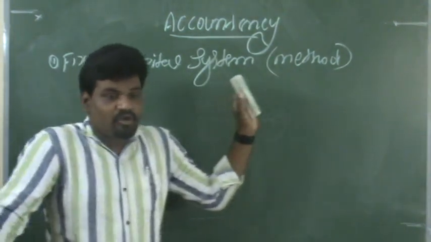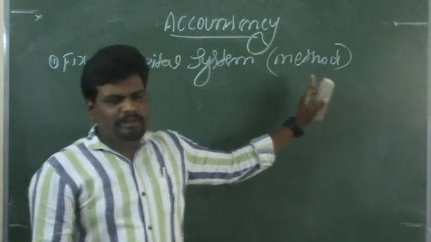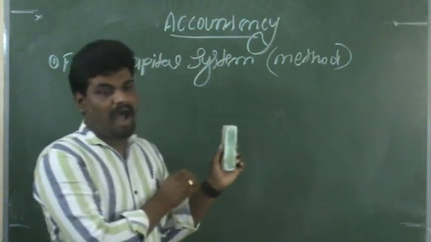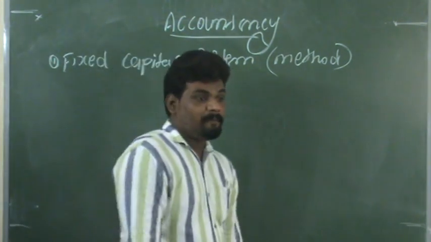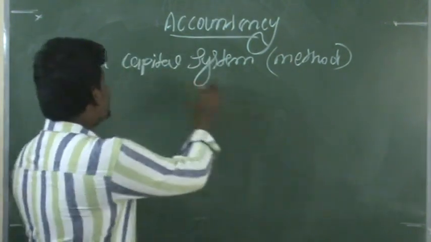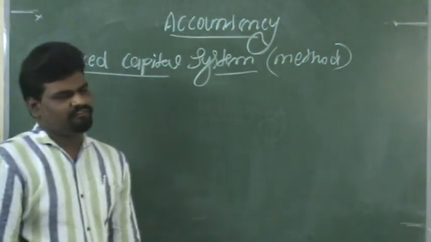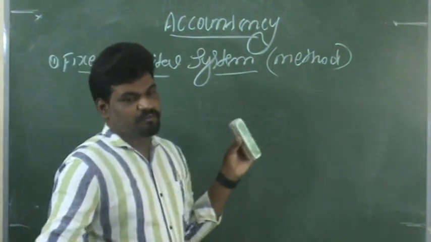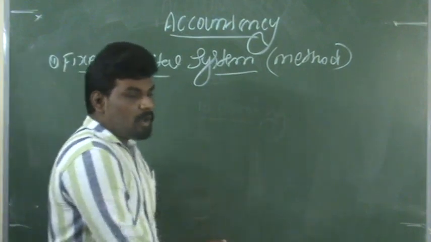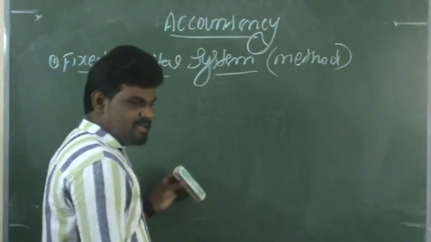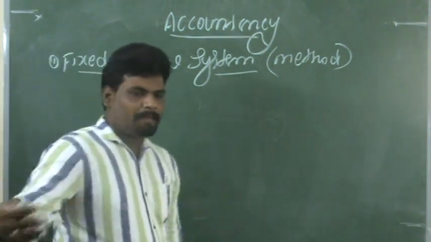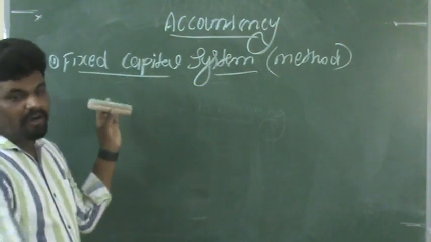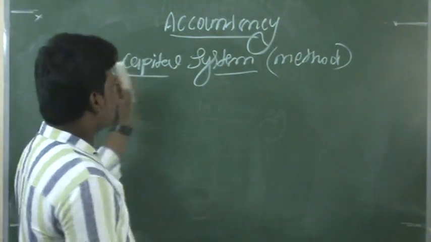The fixed capital system is also called the fixed capital method. First, let me explain the meaning of the fixed capital system. Under the fixed capital system, the amount of capital does not change from one year to another. Whatever amount is invested by each partner into the business organization cannot change from one year to another. It is fixed from one period to another, or one assessment year to another, except when partners withdraw from the business organization. Otherwise the amount of capital remains constant from year to year. This is the fixed capital system.